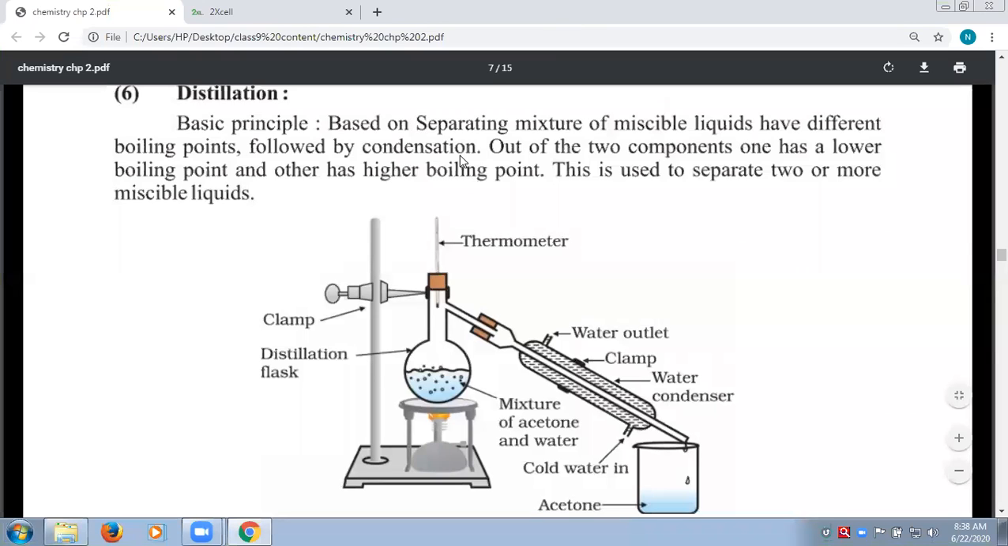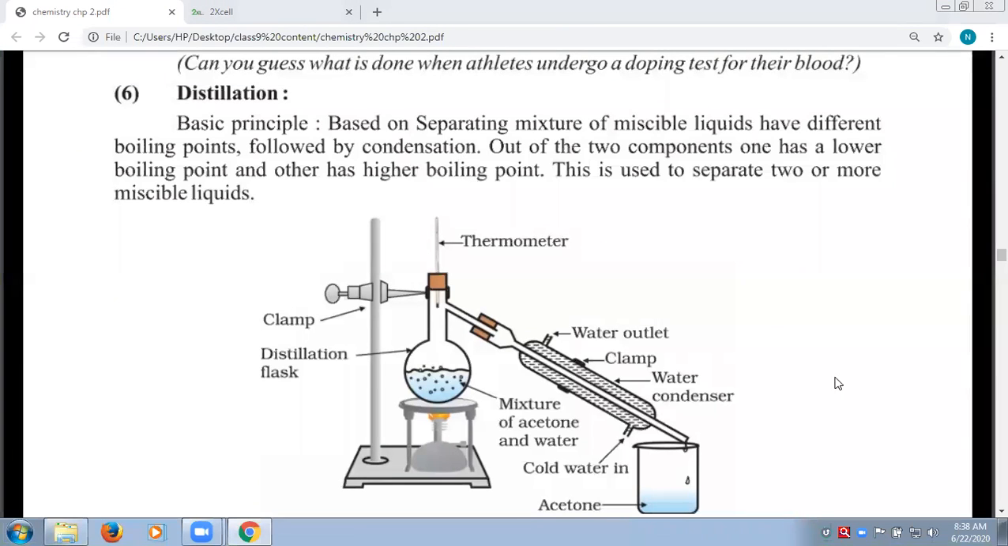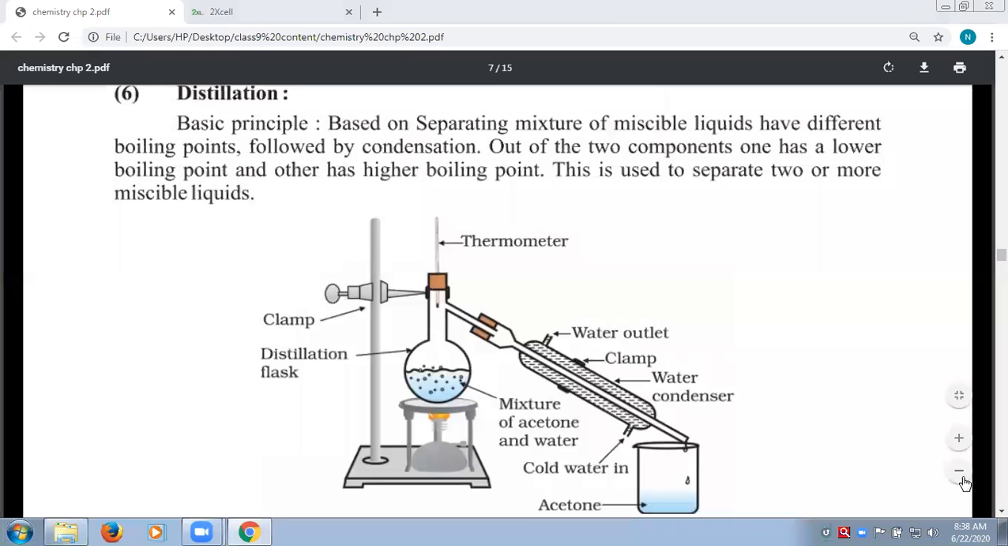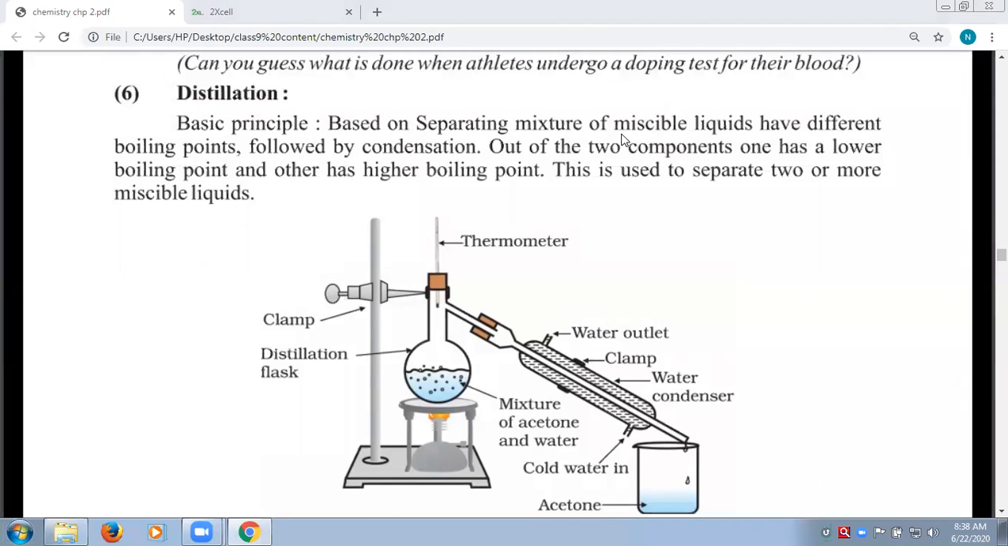So once again, a very good morning to all of you. Today we are going to discuss two different processes involved in separating a liquid miscible mixture, or a soluble solid in a liquid, and how to get the pure liquid from that.